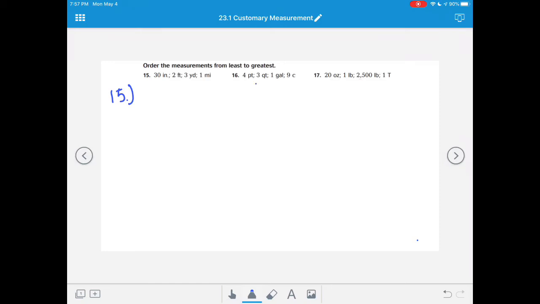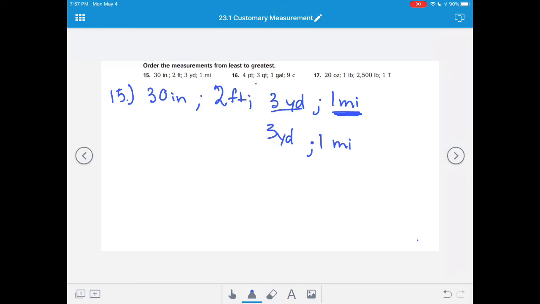So number 15, we have 30 inches compared with 2 feet, compared with 3 yards, compared with 1 mile. So right off the bat, I know the longest measurement here is miles because I hear people talking about that all the time when they're driving. So I know that's going to be the greatest. So I'm going to automatically put it way at the end. Then I know that it takes 3 feet to equal 1 yard. So I know this measurement of 3 yards is going to be the next greatest. So I'm going to put that in the order next to miles.